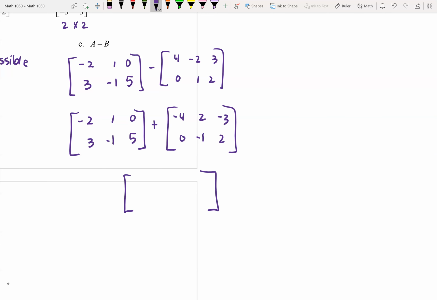You guys, I don't say add. The reason I don't say add is because once you put the numbers together, sometimes you're actually subtracting the numbers because you have a negative and a positive. So I always just say combine.